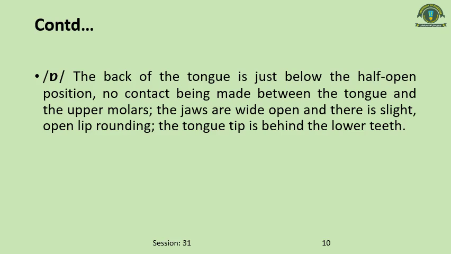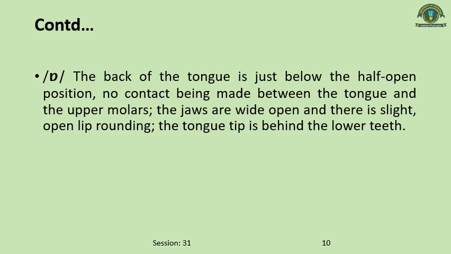The explanation is: the back of the tongue is just below the half-open position. No contact being made between the tongue and the upper molars. The jaws are wide open and there is slight open lip rounding. The tongue tip is behind the lower teeth. I want you to refer to the previous session, session number 30, on rounding of your lips. You must remember the 5 parameters.